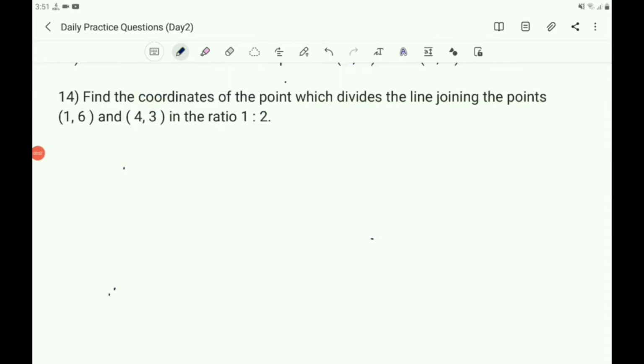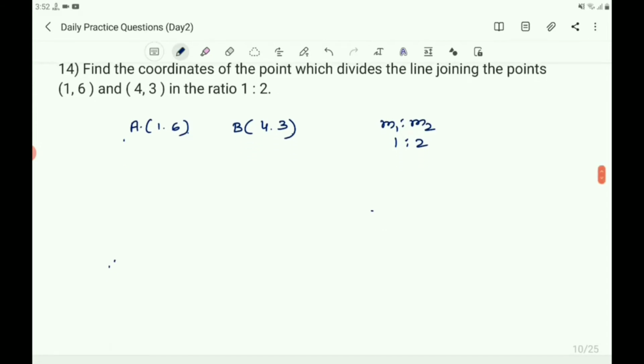Now the 14th question. Find the coordinates of the point which divides the line joining the points (1, 6), (4, 3) in the ratio 1:2. Now let us consider. Here the points are A (1, 6), B (4, 3) and m1 is to m2 is 1:2.